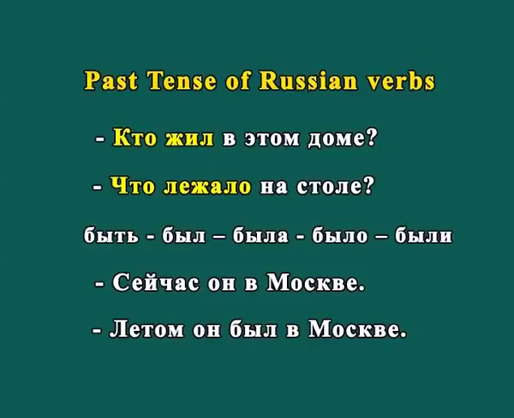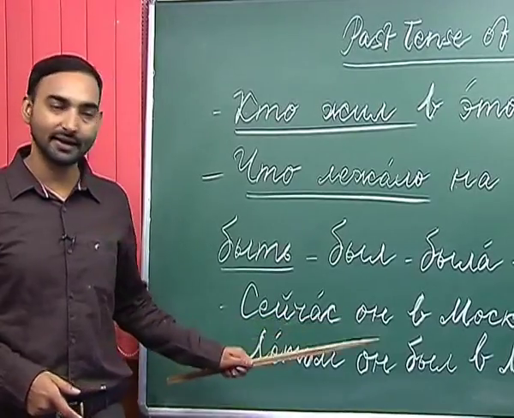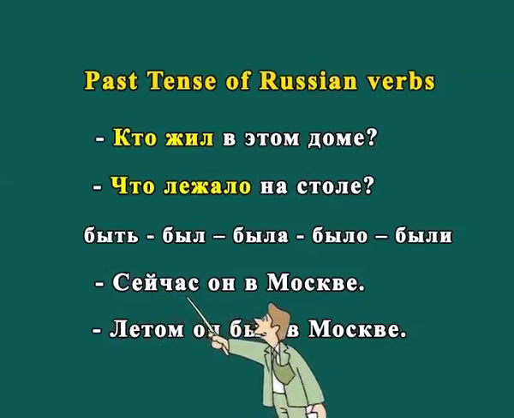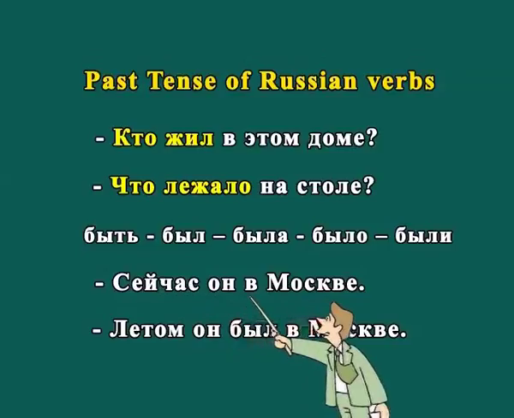Let us take some examples and this thing will be clear to you. Seychas on v Moskve. This is the example that denotes the present tense of the verb.